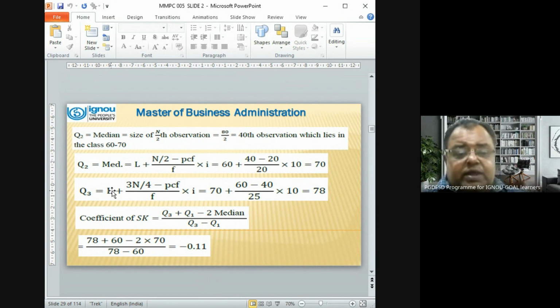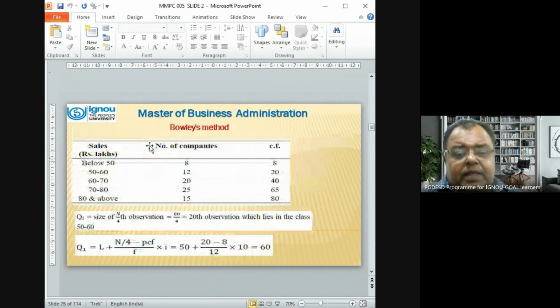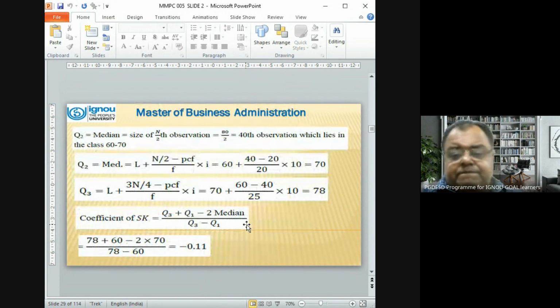This is 3n by 4, this is 2n by 4, and this is n by 4. Is that clear? Yes, sir.